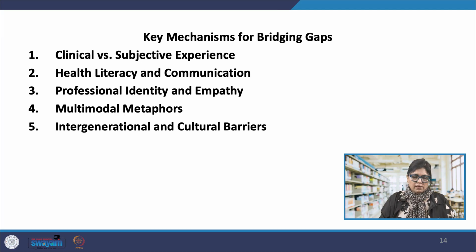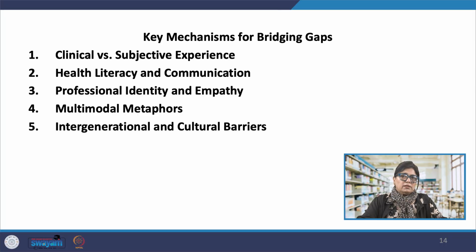Second is health literacy and communication. Visual narratives improve information recall. Research suggests patients remember only 20% of verbal information, but this jumped to 50% when supplemented with visual or written aids. If we talk of professional identity and empathy in medical education, drawing and reading comics help future physicians develop empathy, self awareness, and better communication skills by visualizing challenging patient interactions.